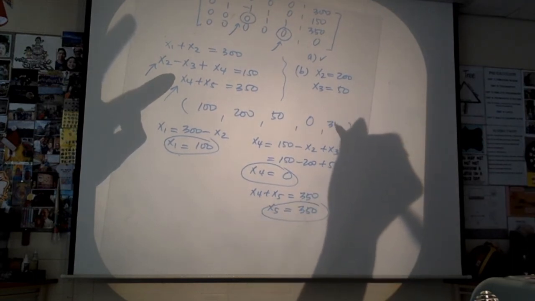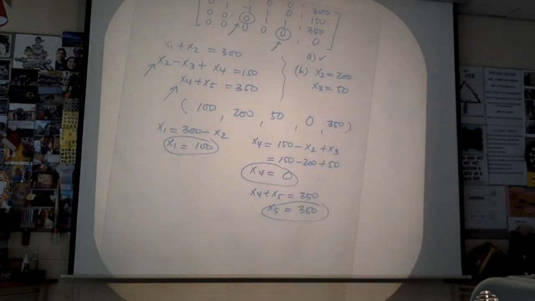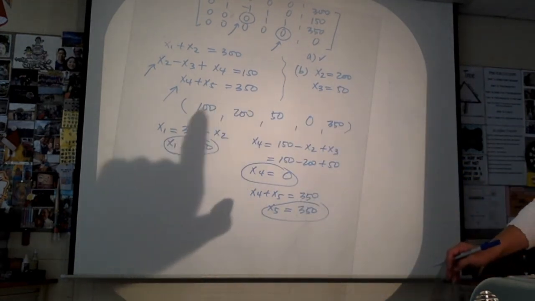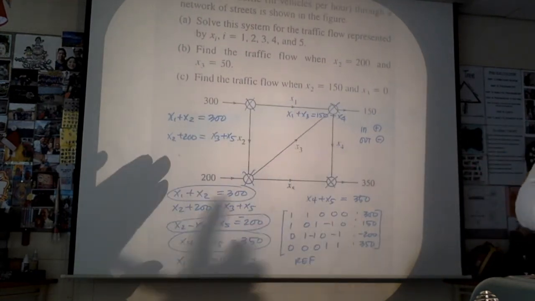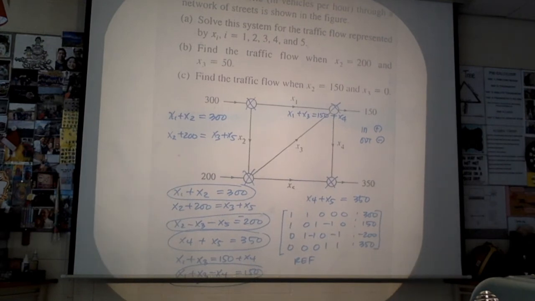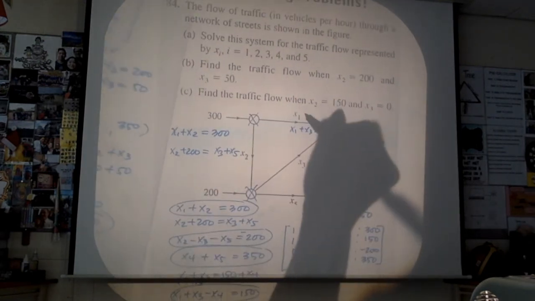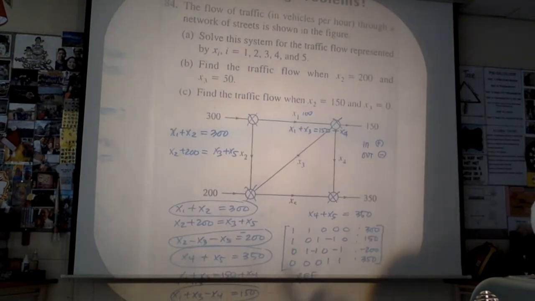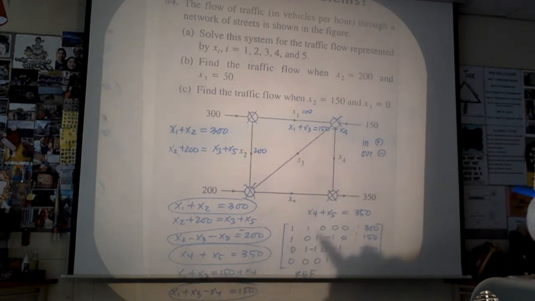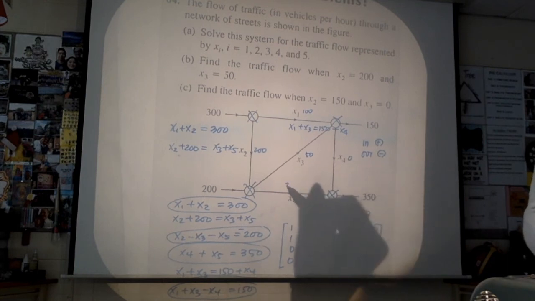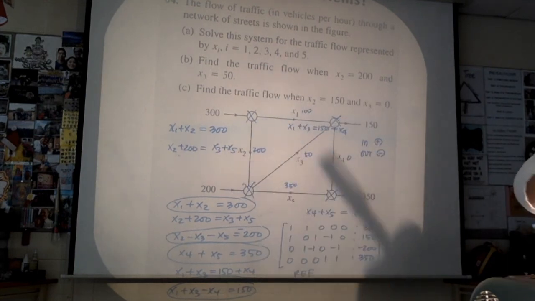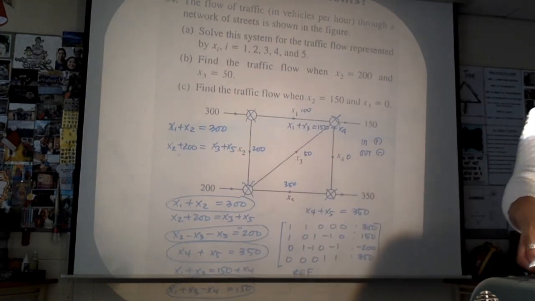So now, what you can do with these values is try this. You could do part C on your own, but try this. When you substitute these values into these equations right here, it's going to all work out. So, for example, x sub 1 is 100, right? So put 100 here, put 200 here, put 50 here, and plus 0 and 350. You'll see that the input and the output are all going to balance out. That's the general idea of network problems.